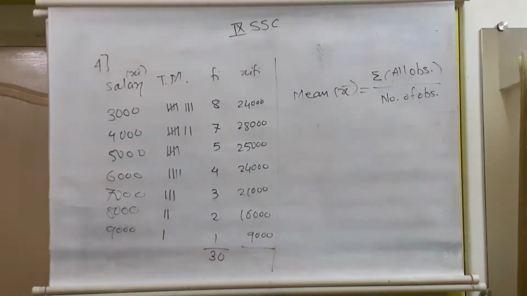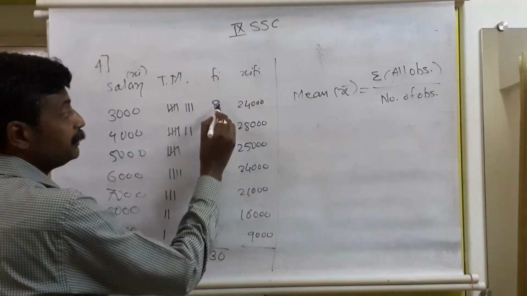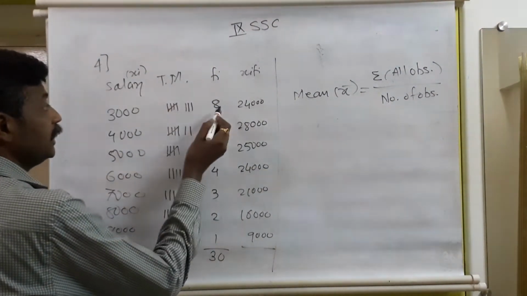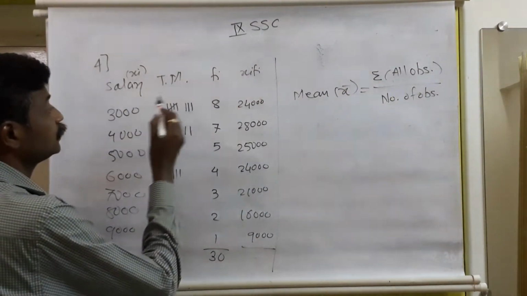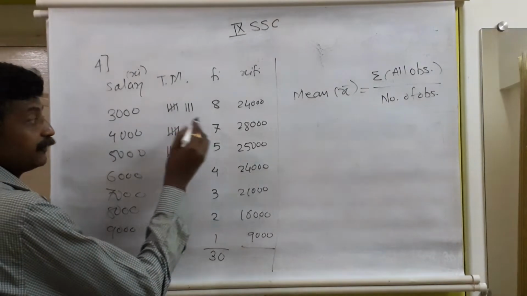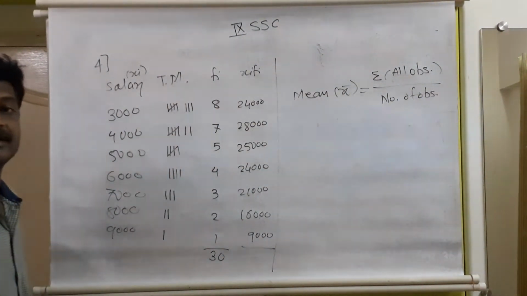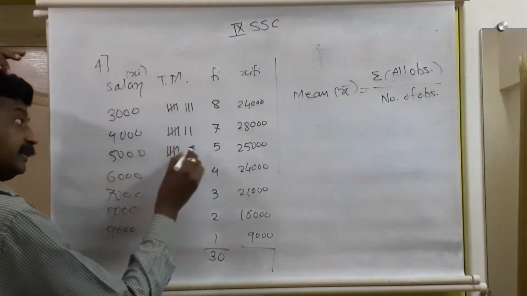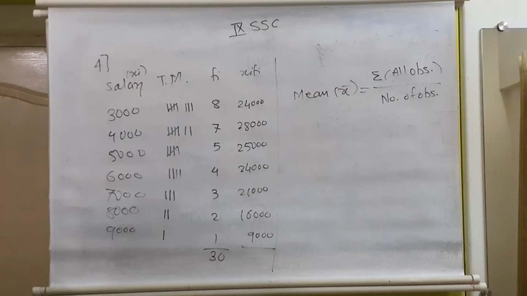Okay, I will make it clear to you again. Here is the salary and how many people are getting that salary. So 8 people are getting 3,000 salary. What is the total salary? 3,000 into 8, 24,000. Same way, 4,000 salary for 7 people, total will be 4,000 into 7, 28,000. 5,000 salary for 5 workers, 5,000 into 5, 25,000 will be the total.